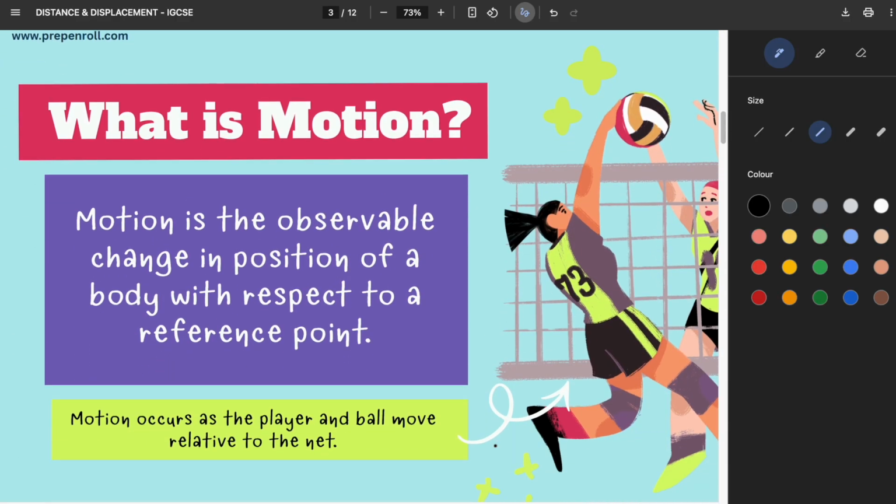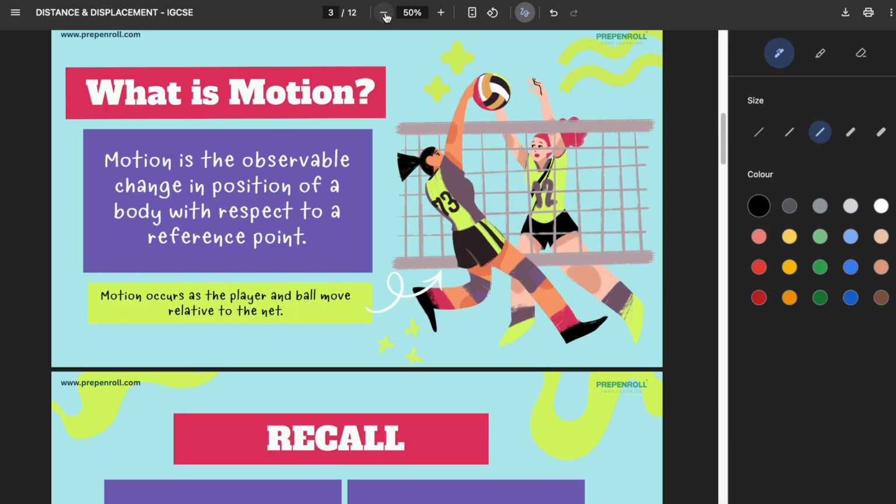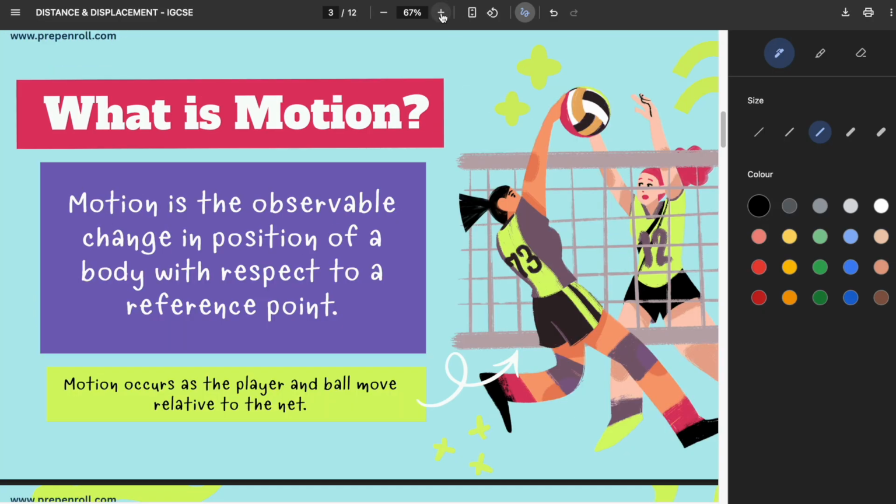Okay, let's talk about what I mean by motion. What is motion? Motion is when you are moving. Moving means change in position. So you have to remember it is change in position, happening with respect to time and with respect to origin.